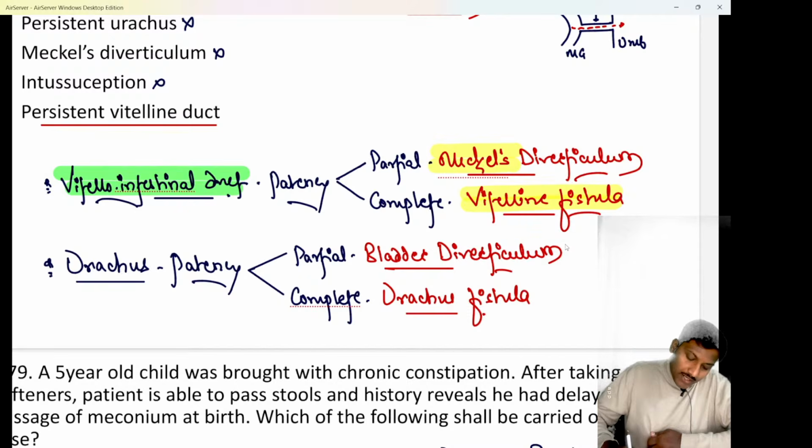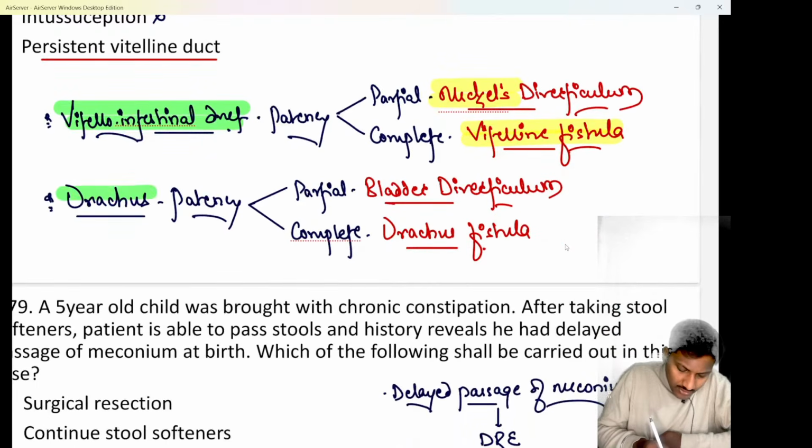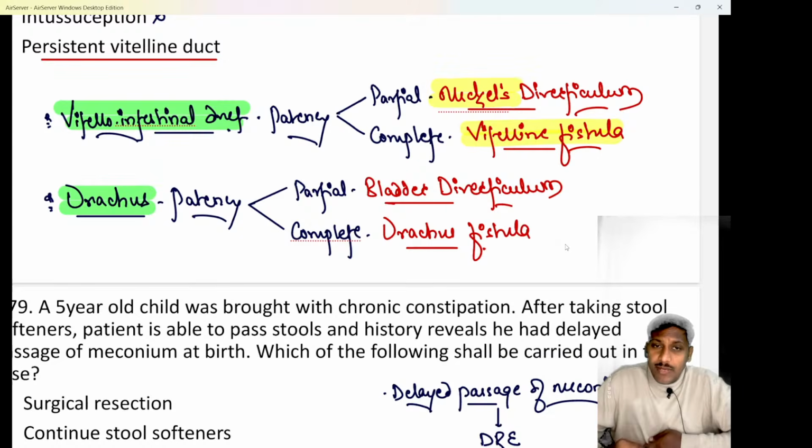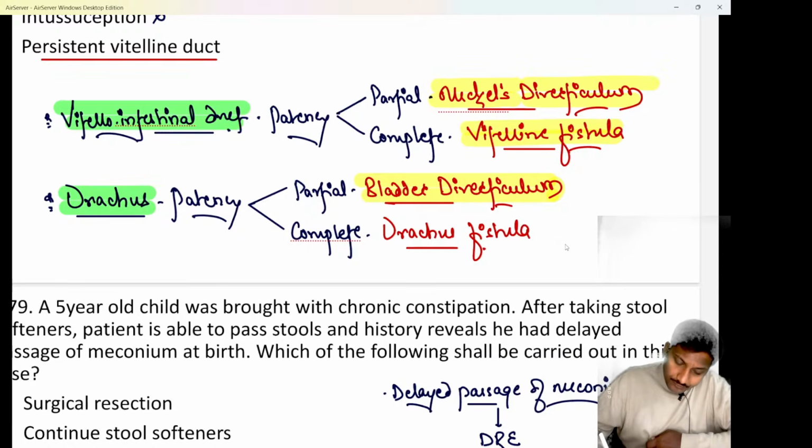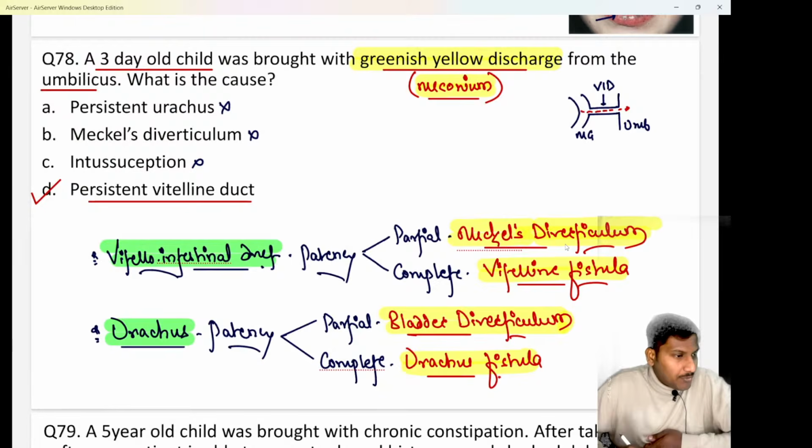Clear? Whereas if I talk about the second embryological structure known as urachus, remember, urachus is a connection in the fetal life between the urinary bladder and the umbilicus. If there is a partial patency of the urachus, then it leads to formation of a bladder diverticulum. But when the urachus is completely patent, that gives rise to a problem known as urachus fistula. And I've told you that in urachus fistula, urine comes out from the baby's umbilicus. That has been a PYQ. Clear? So these are the points that you need to remember.